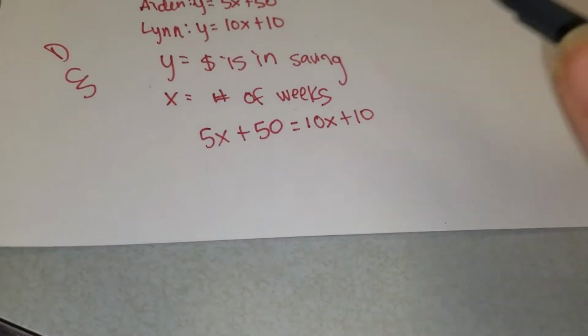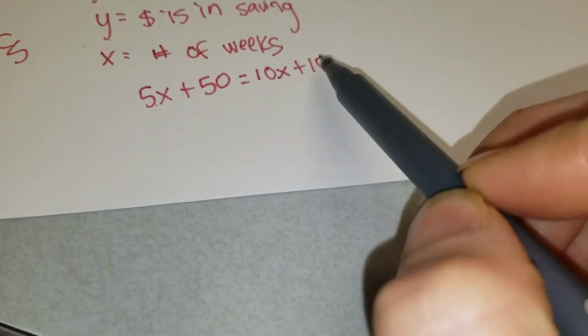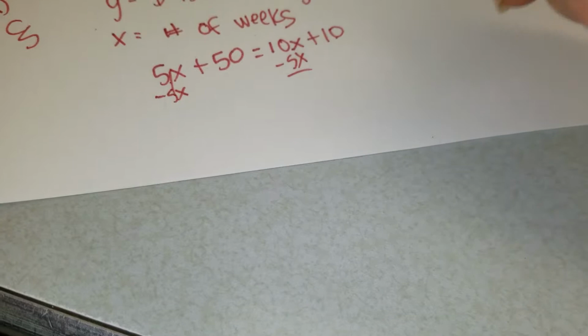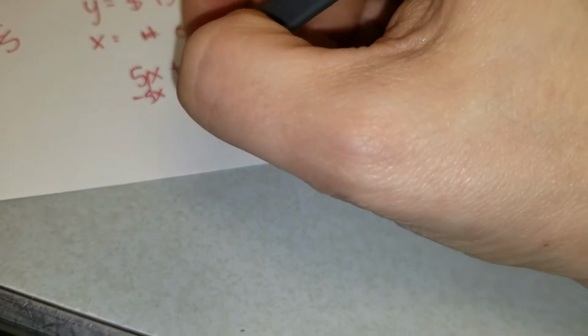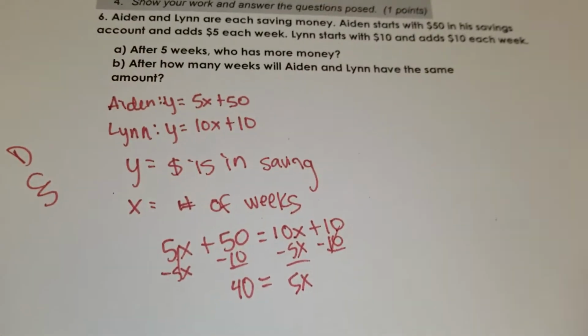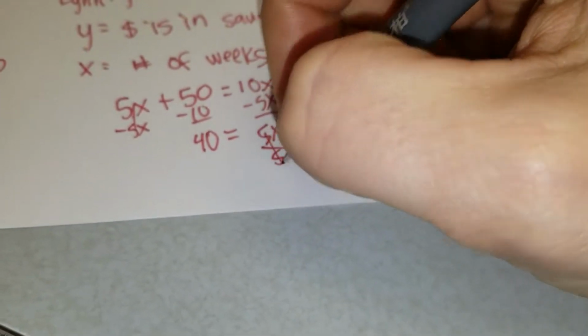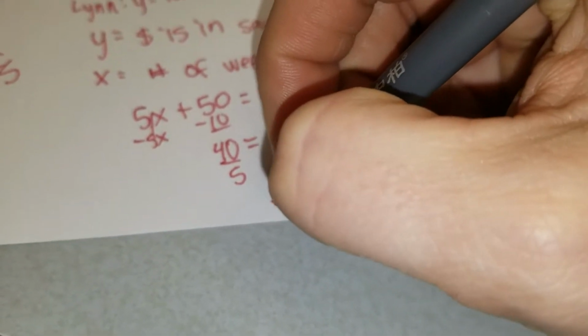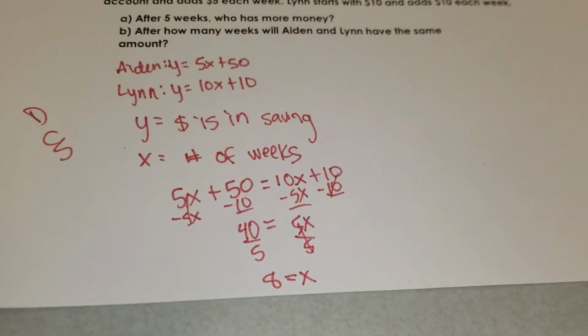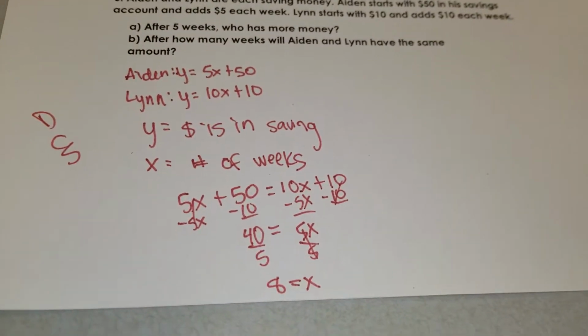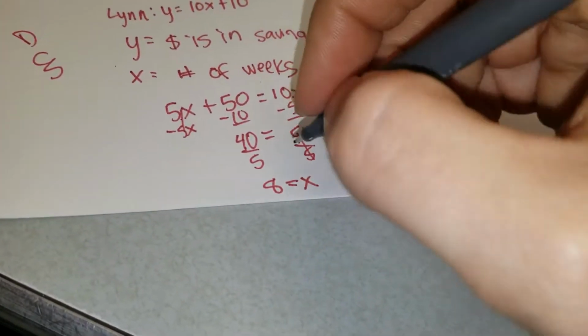So combining like terms, I'm going to move the 5 to the 10 and the 10 to the 50 to avoid all negative answers. Again, you should have tried this on your own, so it's going to seem like I'm moving really fast if all you're doing is watching this video and copying me. Okay, you should be attempting these on your own and then watching to check your answers. Okay, last step is to divide by 5. So x equals 8. So at 8 weeks, they've saved the same amount.